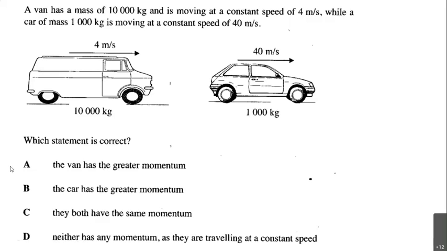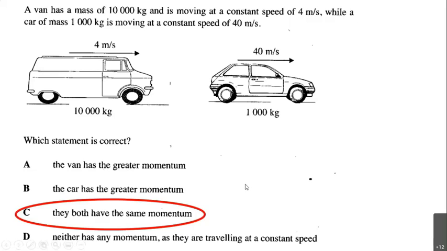Awesome. Let's check it out. Okay, so we know both masses and both velocities. Remember, the momentum is the product of their mass and velocity. It doesn't matter if they're traveling at constant speed. All right.